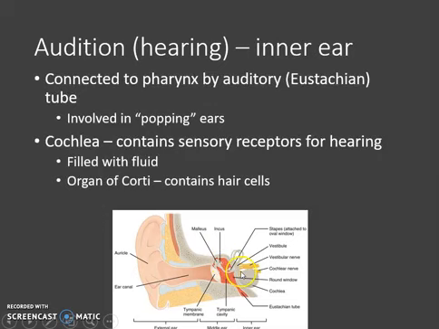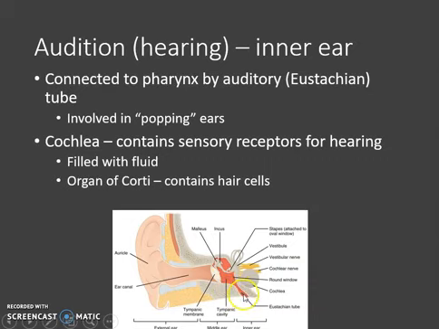The inner ear is connected to the pharynx, which is the throat, by something called the eustachian tube, also called the auditory tube. And this is the tube that is involved when you pop your ears. So if you're in an airplane or if you go up in elevation and you notice that there's pressure behind your eardrum, it's this tube that you can kind of open up by either moving your jaw or chewing on gum or something that can open up in order to allow that pressure to equalize.